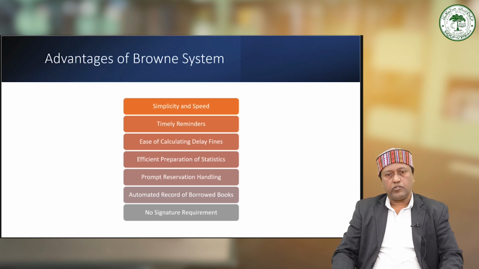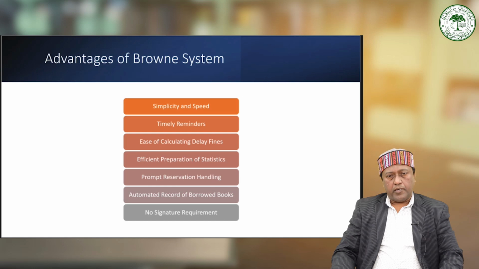Third most important thing is ease of calculating delay fines. So the moment the user comes to return the document, you can find out what is overdue, calculate the fine, and straight away you can ask the user to pay the fine in the conscience box. So this is quite transparent also, and the trust between the library and patron is maintained, and this also fosters a positive relationship within the community also.